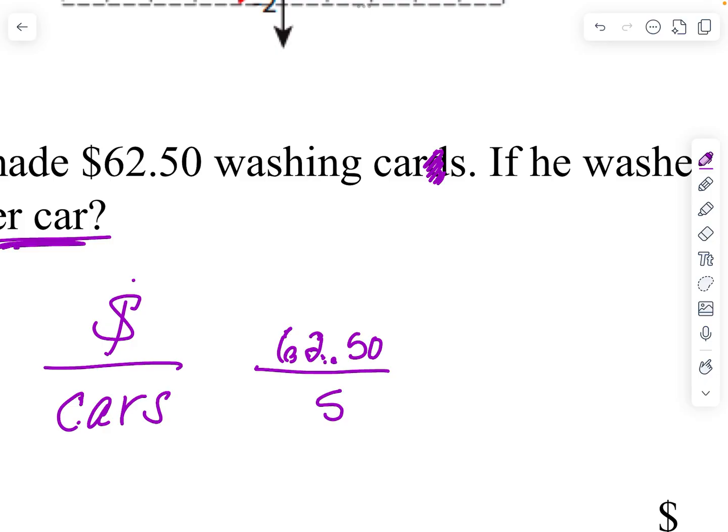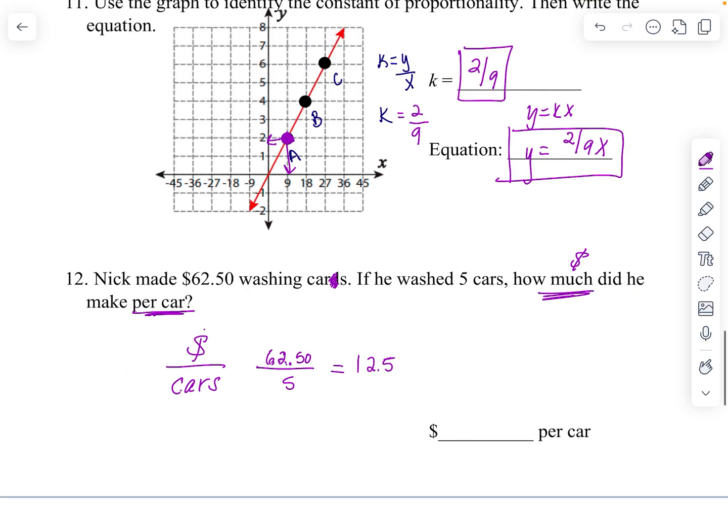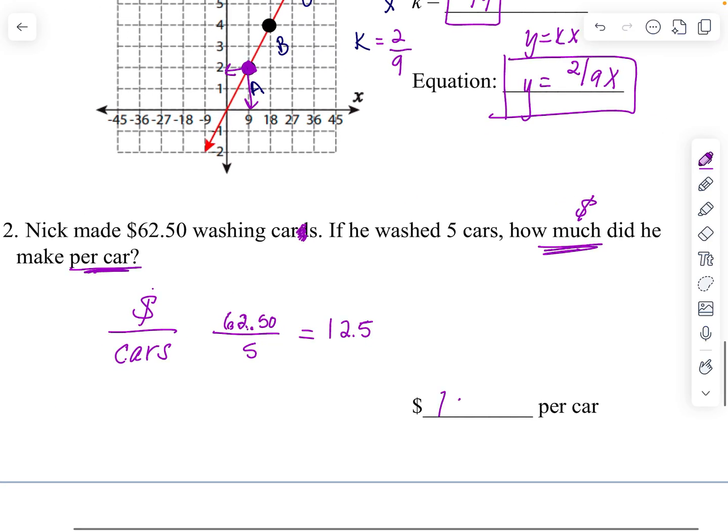So what you're going to do is you're going to take your calculator and you're going to divide 62.50 divided by 5, and it's going to give you 12.5. And that's it. That's all you have to do. So I already put the dollar sign for you. $12. This is technically 50. They don't put the 0 in the calculator. 50 cents per car. That's all.